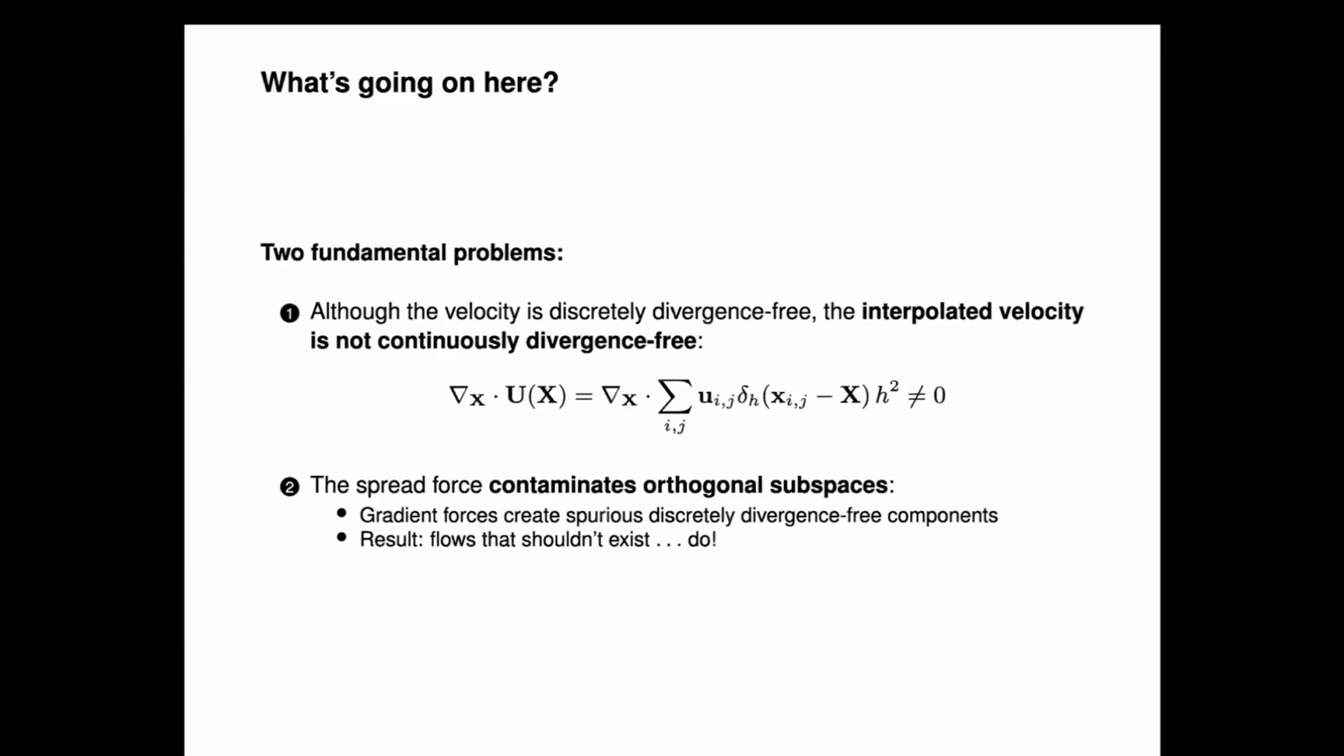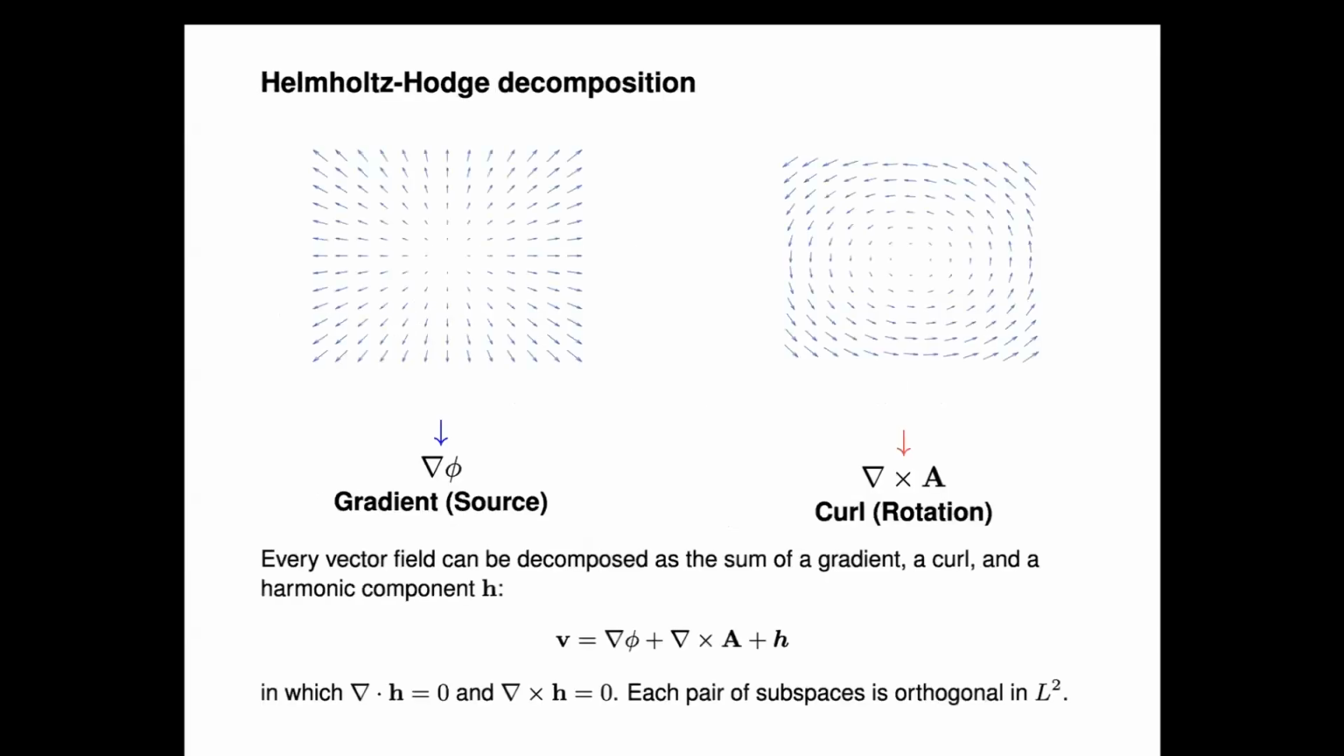But forces that should look like gradients on the grid don't necessarily look like gradients on the grid. And if you have forces that give rise to flows that shouldn't exist, well, you get motion that shouldn't happen. So how can we fix this? Well, let's think a little bit about just how to talk about incompressible velocity fields in the first place.